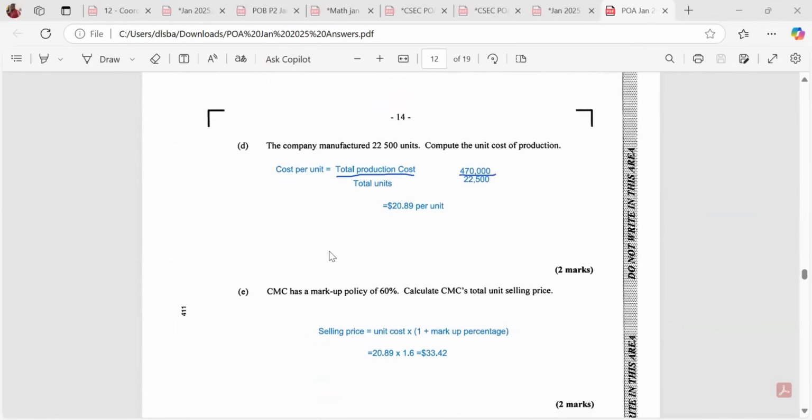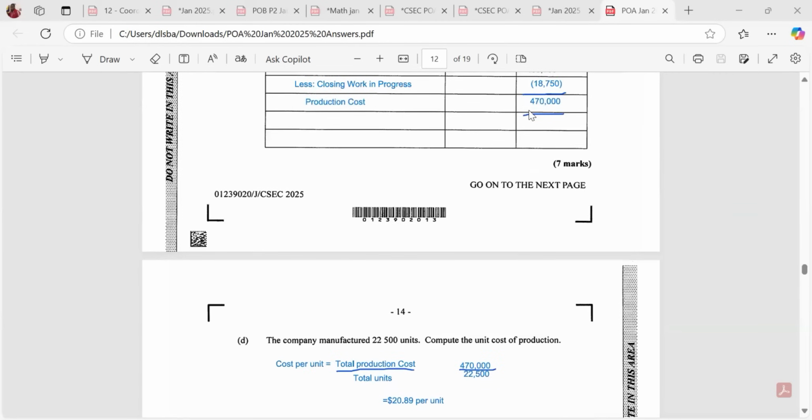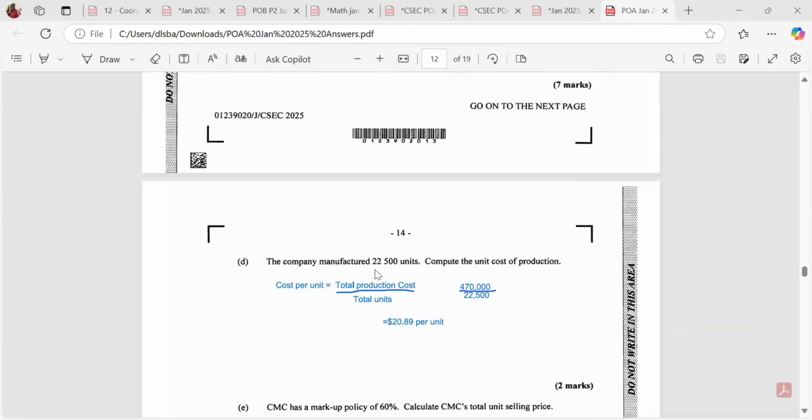Then D, they said the company manufactured 22,500 units. Compute the unit cost of production. So if it cost 470,000 to produce 22,500, to calculate the cost per unit, you will take the total cost and divide it by the total units, which is what we did here. And we got $20.89 per unit.